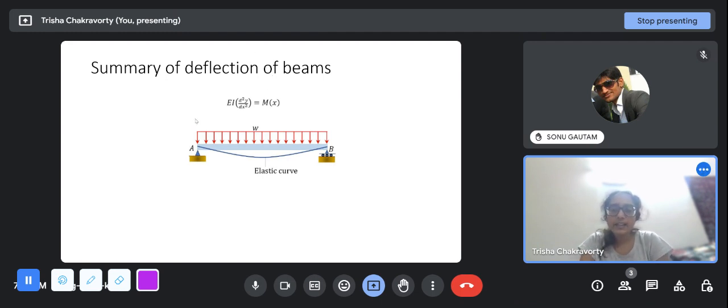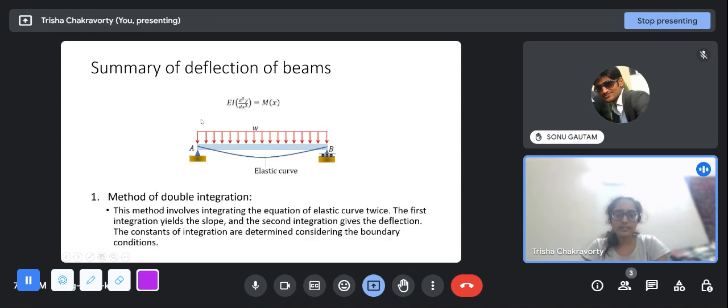That EI d2y/dx² is M(x), where y is the transverse deflection and x is the distance along the axis of the beam. M is of course a function of x, the bending moment varies along the section. So EI y'' is M(x). This is the governing differential equation. One way to get this profile is the method of double integration, which is the most basic method. This method involves integrating the equation of the elastic curve twice.